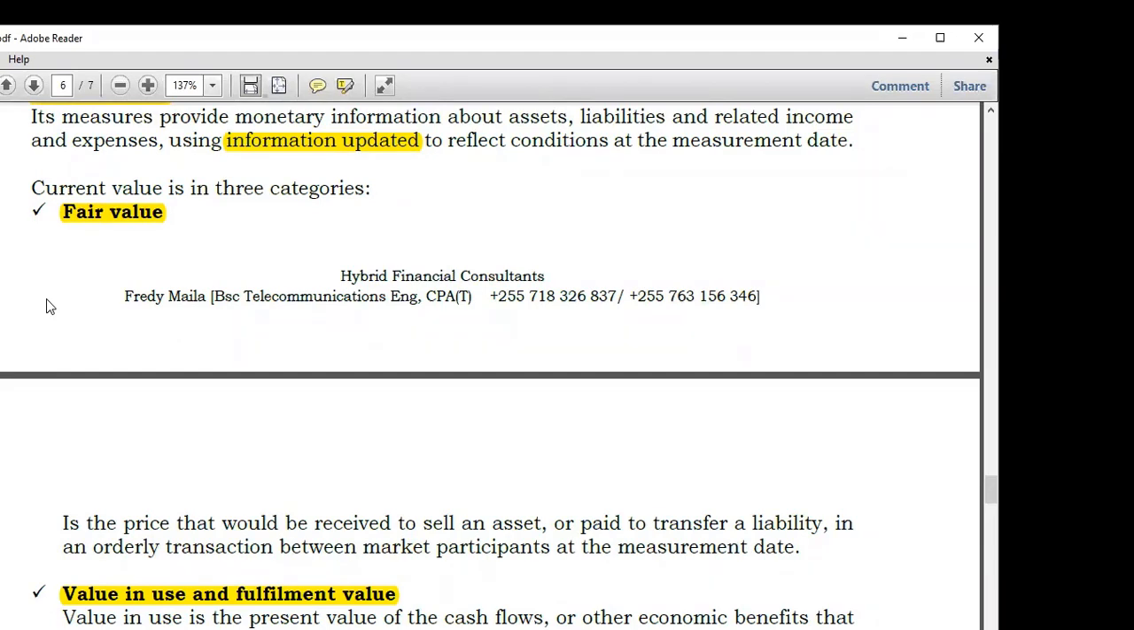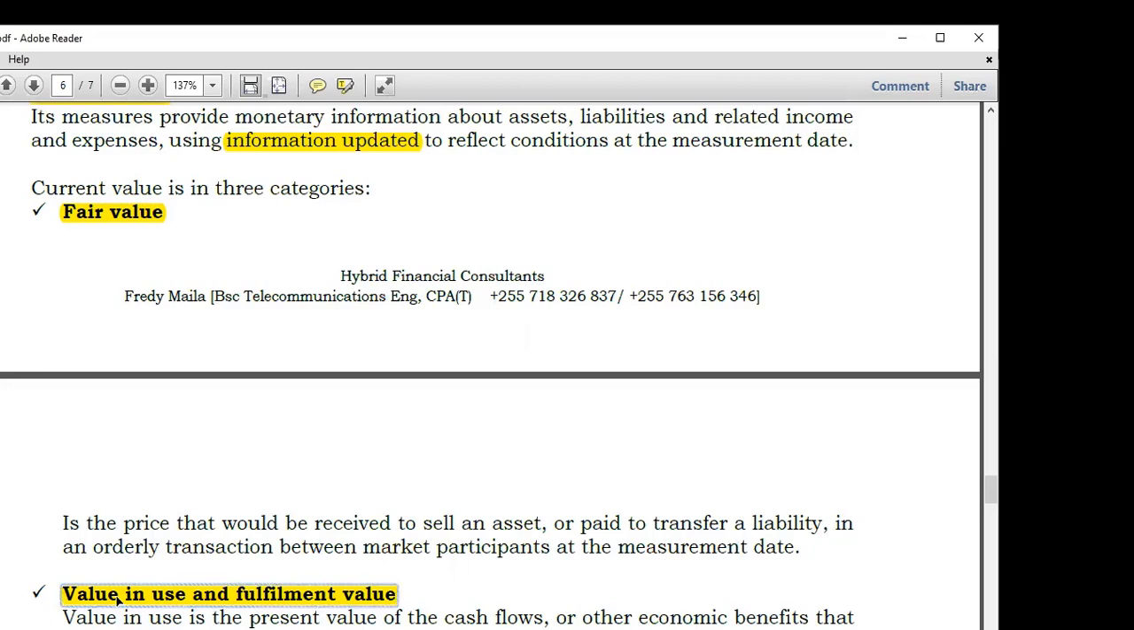It's either you can sell it or you can use it to generate funds for a certain number of years before you dispose of it, right? And that's what gives you this definition of fair value and value in use. So do not just study this one in vain. You should know why you are doing this.